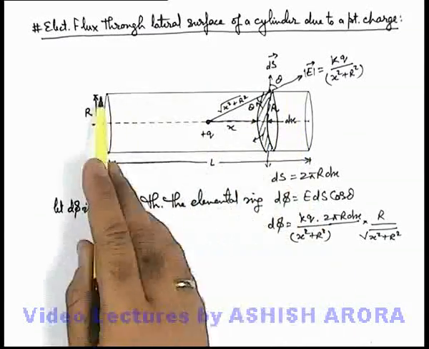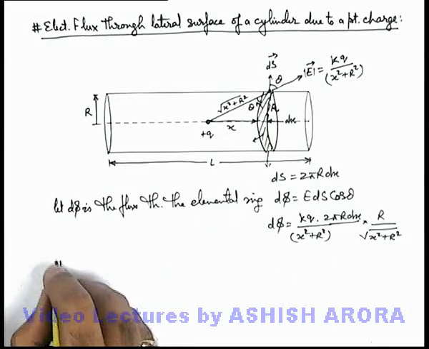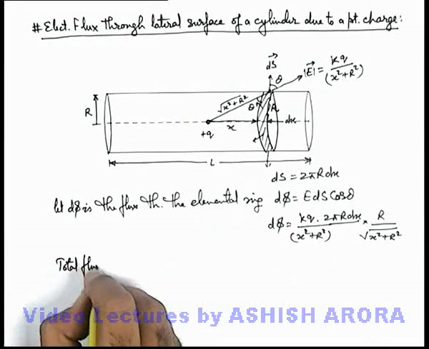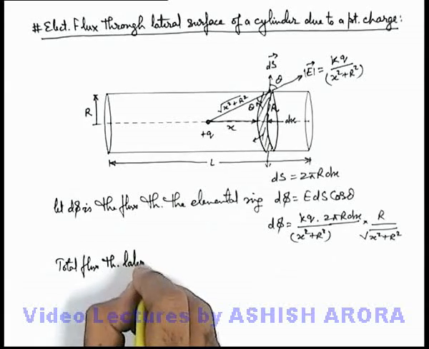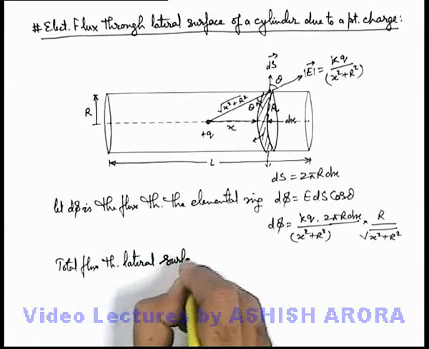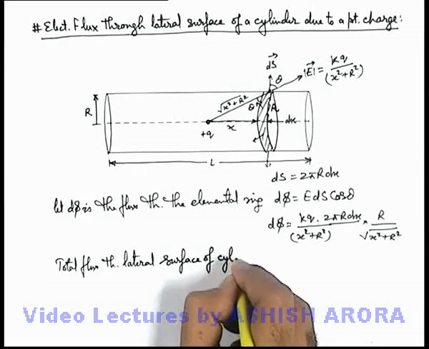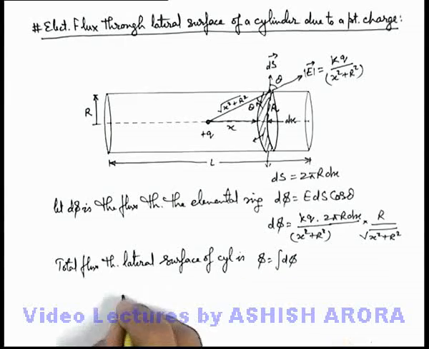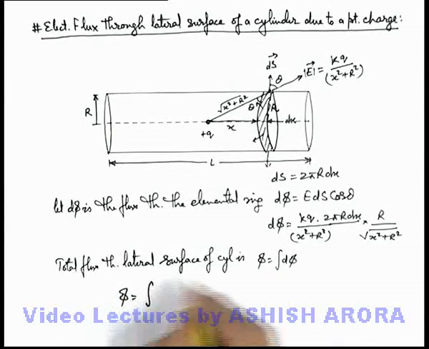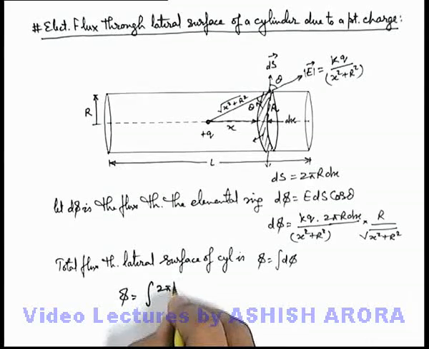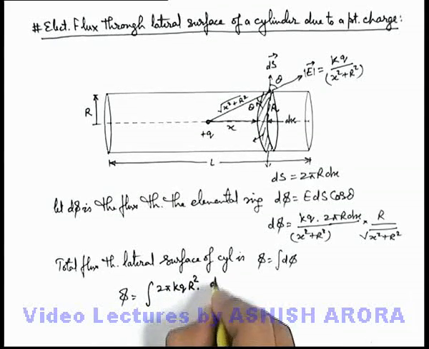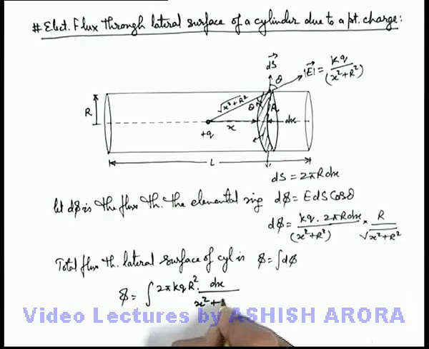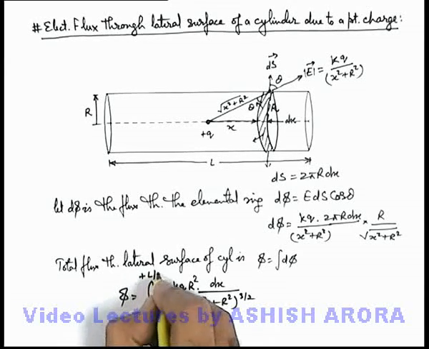If we wish to find the flux through the total lateral surface, then we can write the total flux through the lateral surface of a cylinder as the integration of d phi, and this can be carried out as the integration of 2 pi kqr square dx by x square plus r square to the power 3 by 2, and this will be integrated from minus L by 2 to plus L by 2.